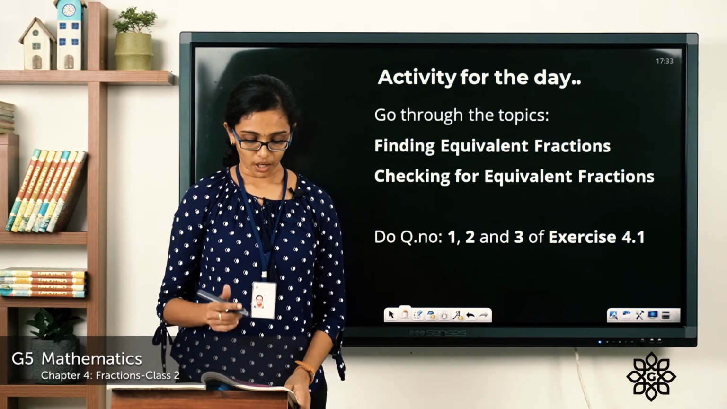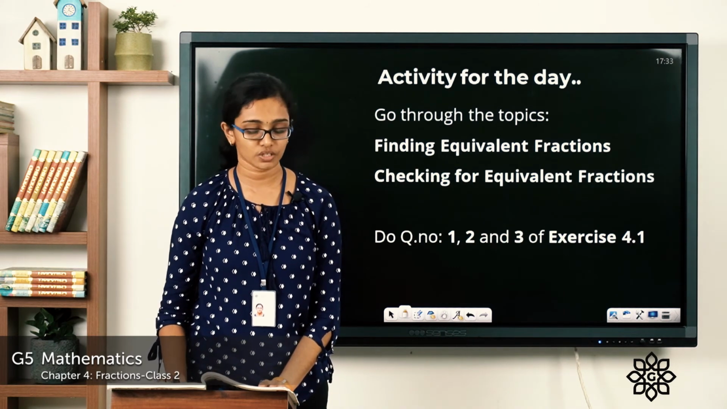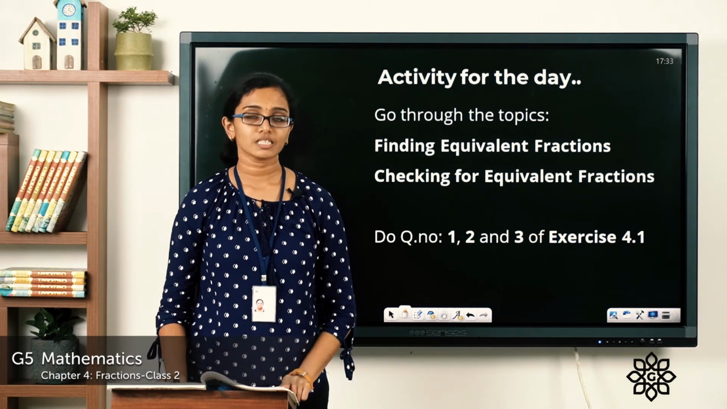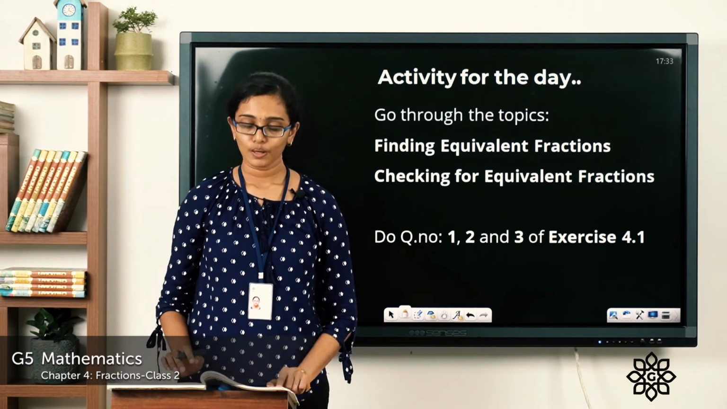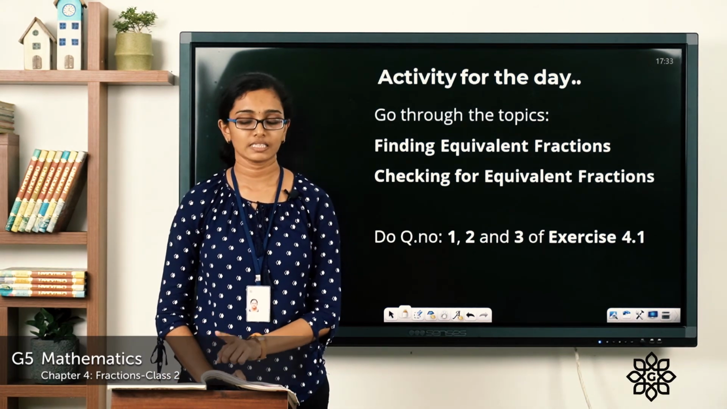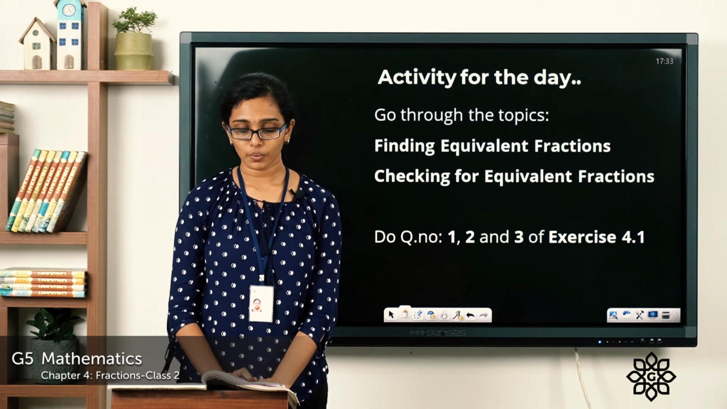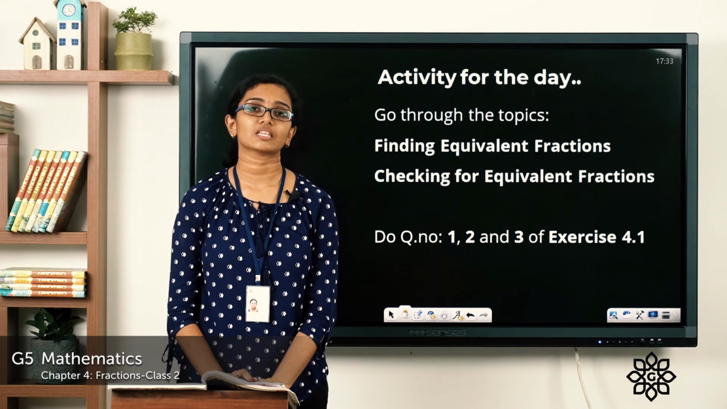You have to go through the topic finding equivalent fractions and checking for equivalent fractions in your textbook. That is on page number 56 and 57. Once you are done with that, you have to move on to exercise 4.1, which is on page number 59. You have to do question number 1, 2 and 3 from your textbook.